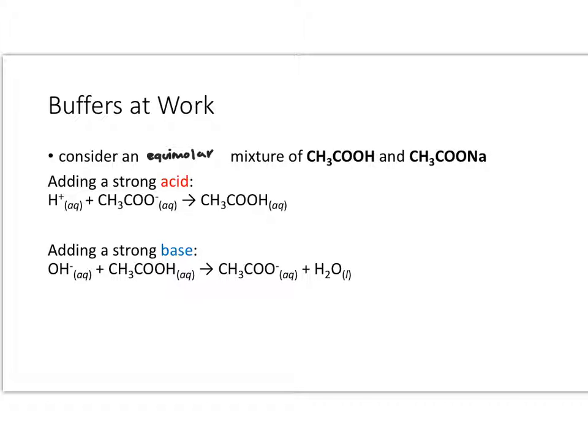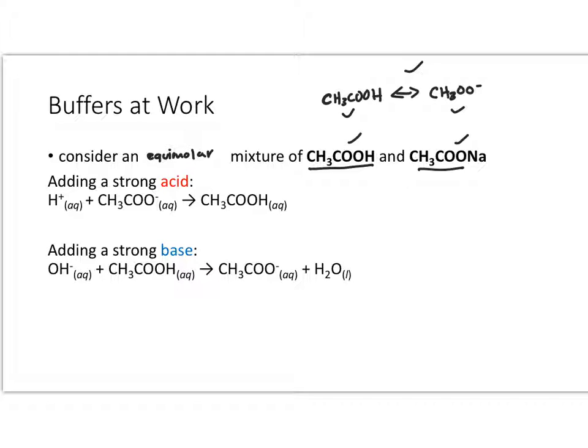So we're going to go ahead and look at the solution here of acetic acid and sodium acetate. We have an equimolar mixture, basically meaning that we have the same amount of moles of the acetic acid and the acetate ion present. If we look at this system, the species that are going to be important for our buffering capacity are going to be our acetic acid and our acetate ion.